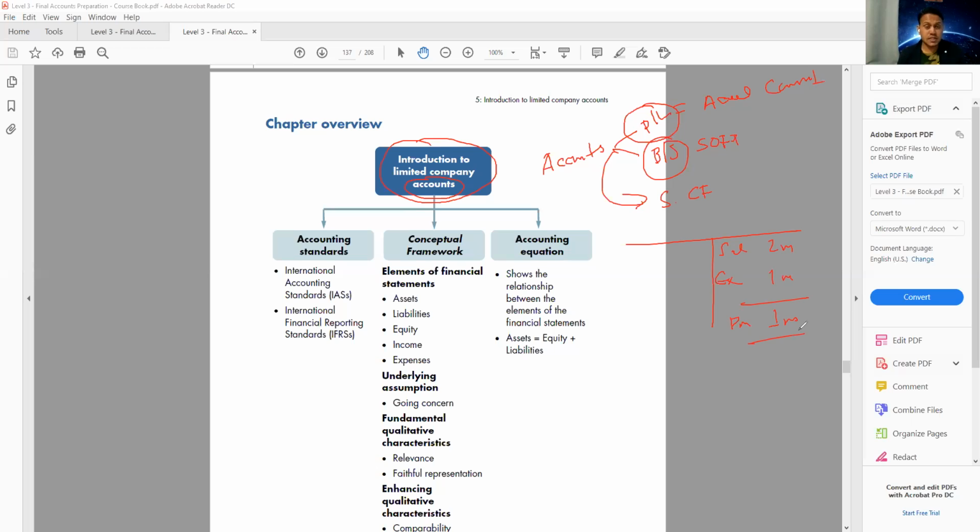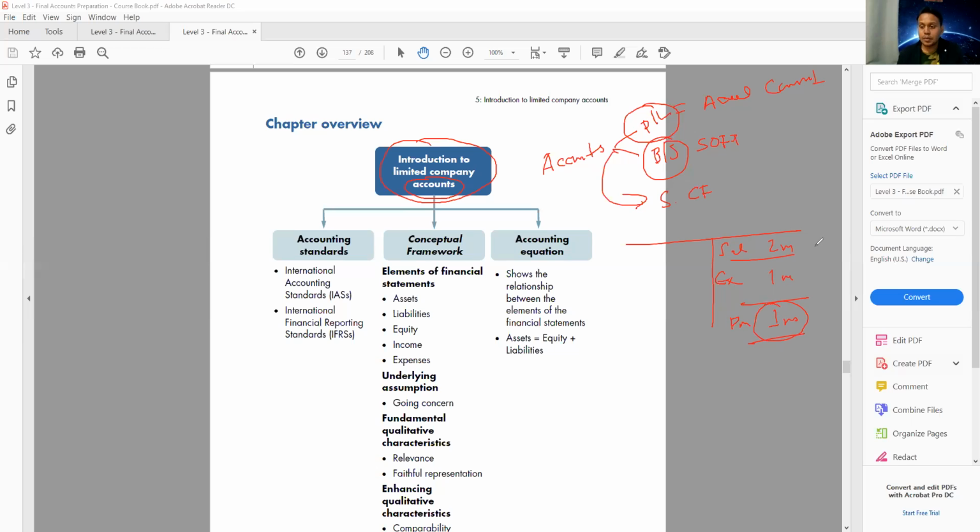So let's say our profit is 1 million. Now, when you ask this person how much cash they have in the bank, the person says, we have no cash. Let's say the person says we have only 20,000 pounds. You would be so surprised: how come your profit is 1 million pounds and you don't have any cash for the business?